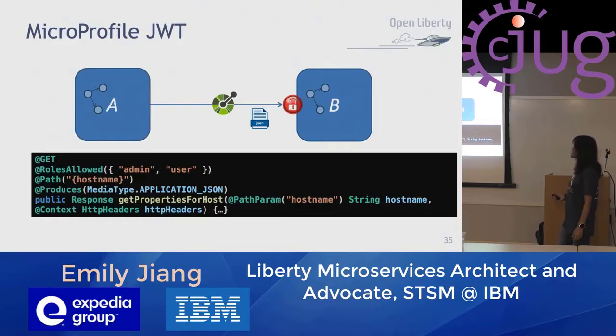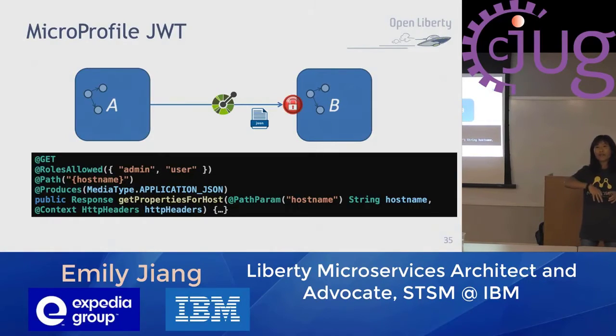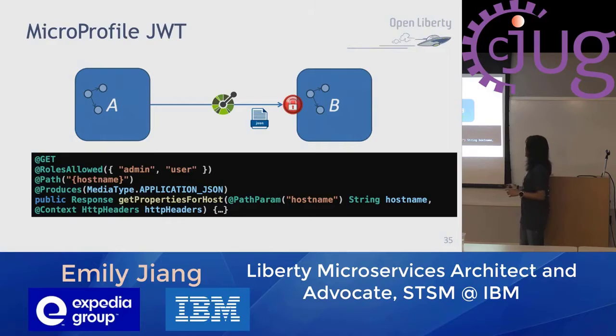In MicroProfile JWT, basically, when you invoke the microservice, it passes a JWT token. Inside that token, it buries the user information. Also, it buries the user's access roles information. So in this case, when the backend receives this token, it will open it up and find out, oh, what your role is.